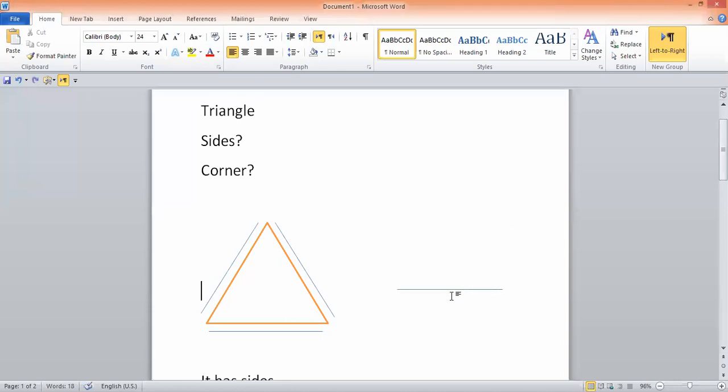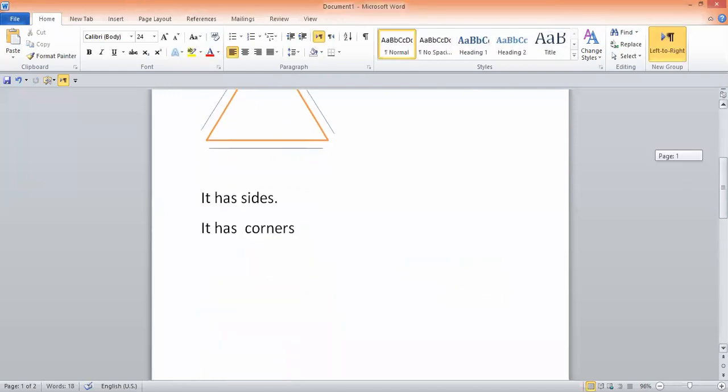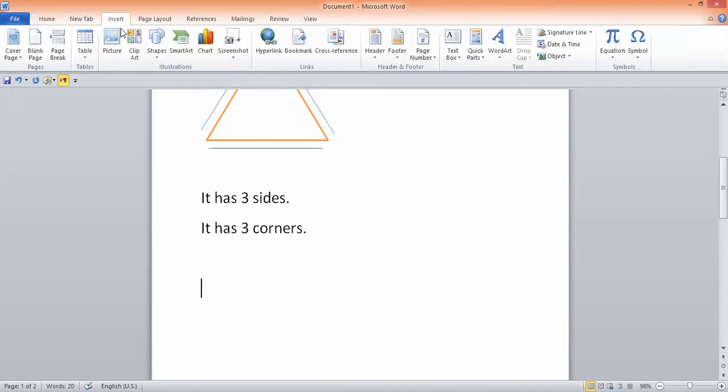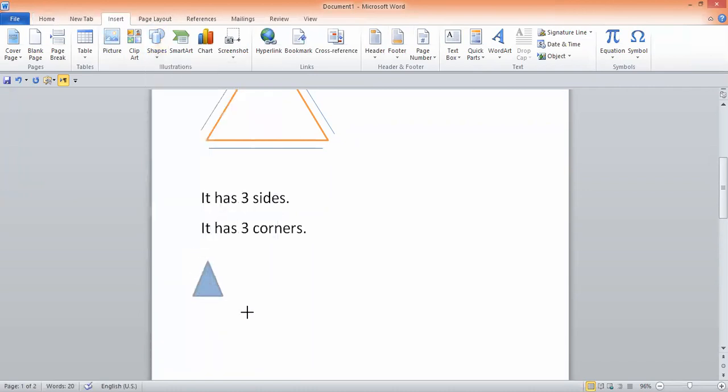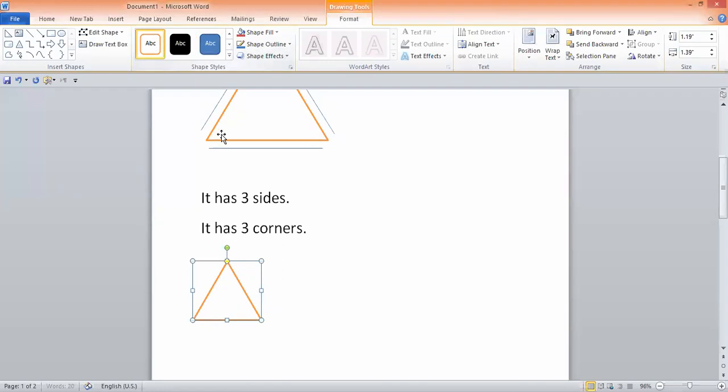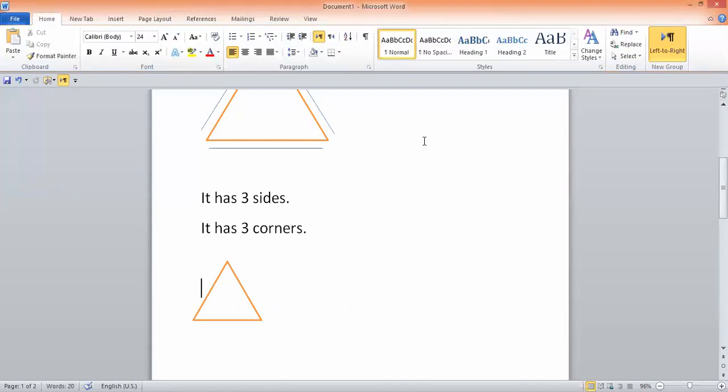Now, guys, I will show you the triangle. We can have a triangle in different shapes. It has three sides and three corners. And I'm going to show you how we can have different triangles. So let me draw one triangle for you. This is the one triangle. You can see it has three sides and three corners.